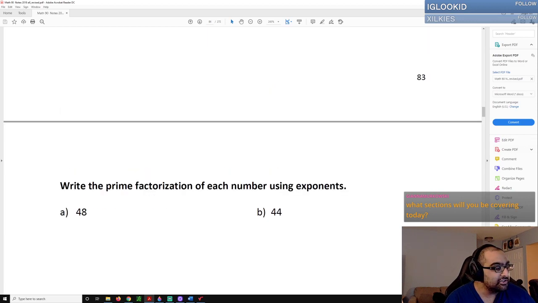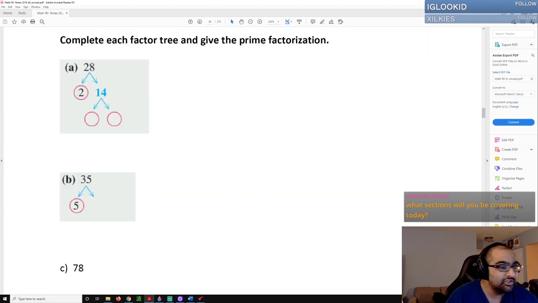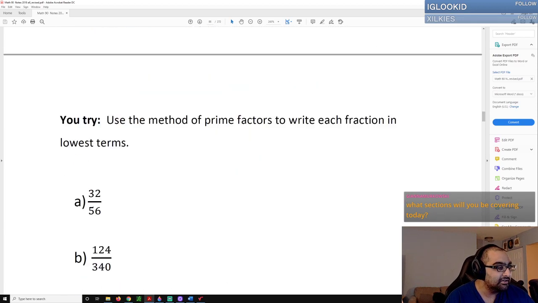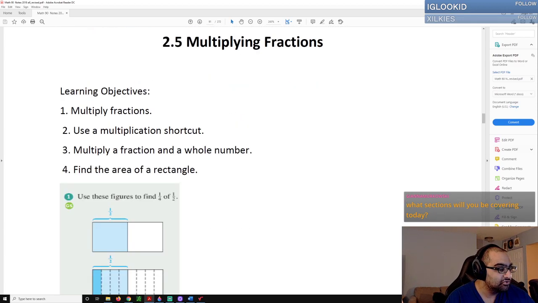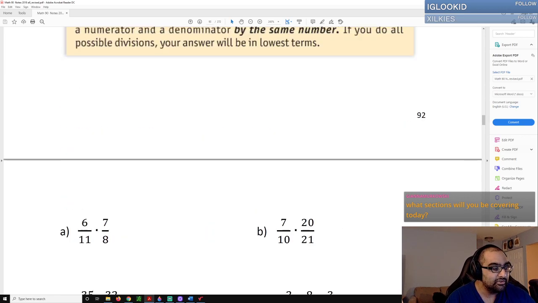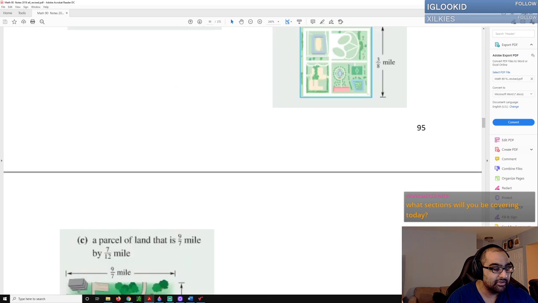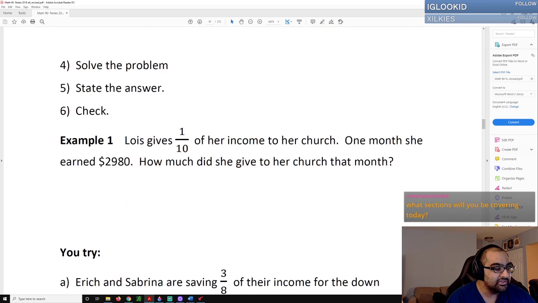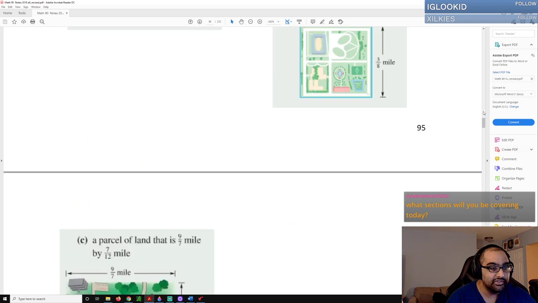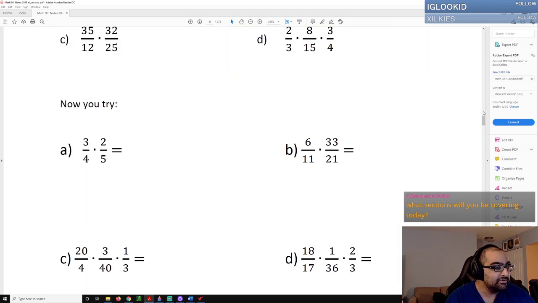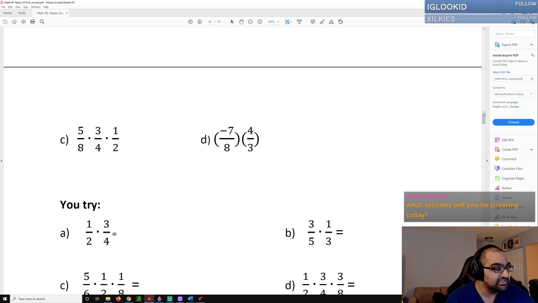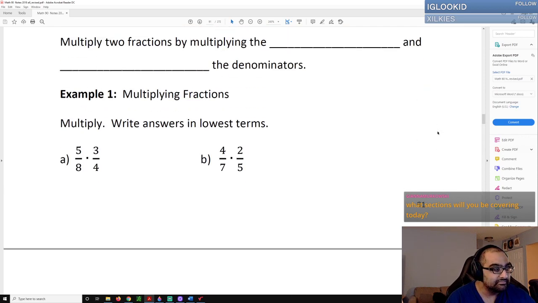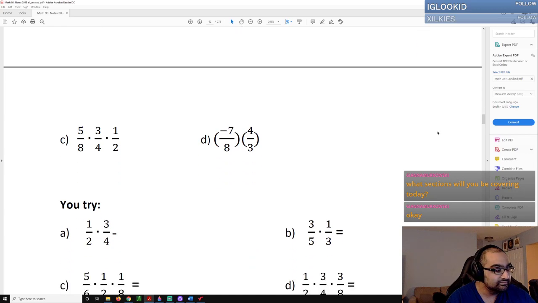What sections will we be covering today? We'll be covering multiplication of fractions. So that's going to be 2.5. We'll be covering the rest of that today. 2.6 as well, which is going to be applications on multiplying fractions. And 2.7, which is division. So that's what we're doing here today. Lots of stuff. Try to keep it as basic and easy as possible.